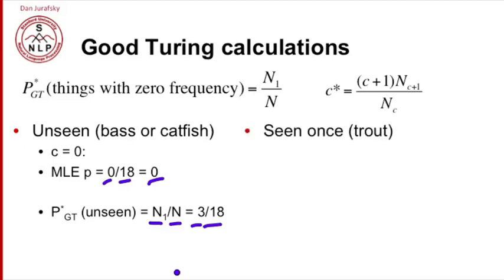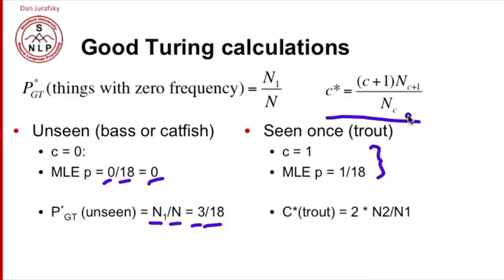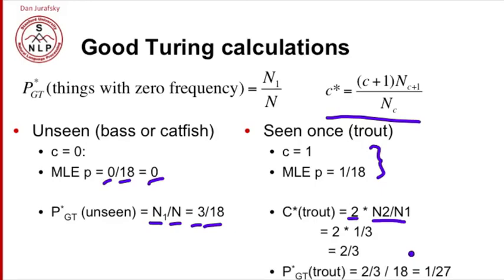What about for something we've seen once, like trout? How are we going to re-estimate the trout? Well, the maximum likelihood estimate tells us that there was a count of 1, and so the maximum likelihood probability is 1 over 18. But the new Good-Turing formula says the count of trout should be: c is 1, c plus 1 is 2, times N sub 2 over N sub 1. That's going to be 2 times 1/3, because N sub 2 is 1 from the previous slide, and N sub 1 is 3. 2 times 1/3 is 2/3. So our Good-Turing probability takes our c star for trout and divides it by the 18 things we've seen, so it's 2/3 over 18, or 1/27.